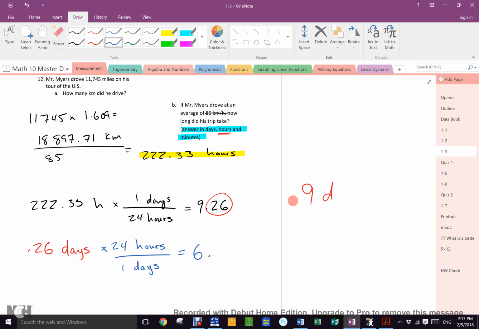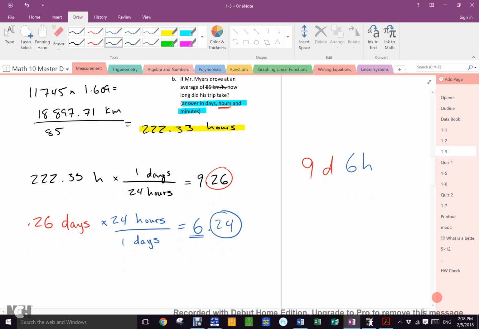Okay? So, this is 6.24. Now, what is that? That's my hours, yes? So 6 hours. What's that measurement? That's hours. 0.24 hours. And what do I want? Minutes. And I have hours. 1 hour is 60 minutes. So what do I do with 60 and 0.24? Times. 14 minutes. So you can put 14 minutes there.